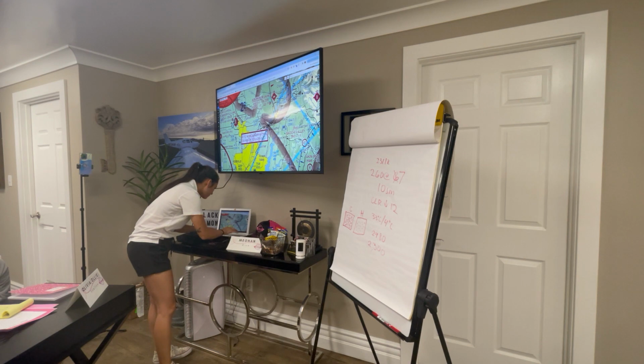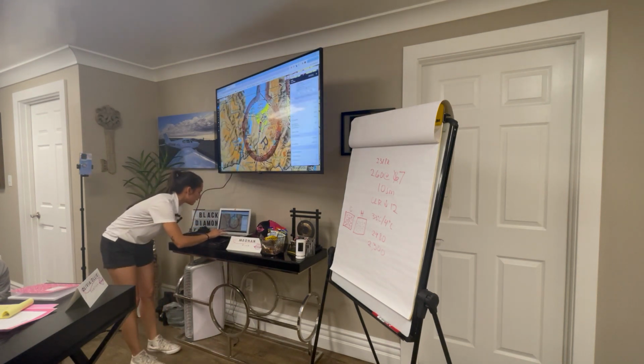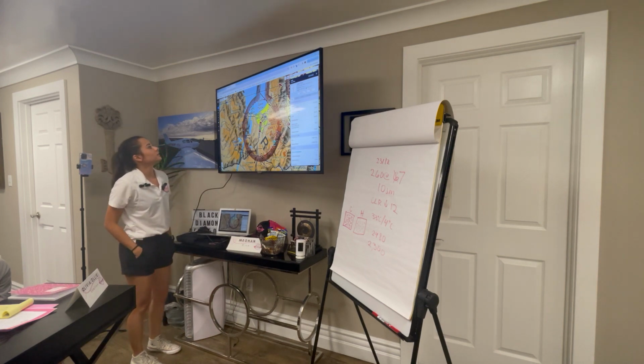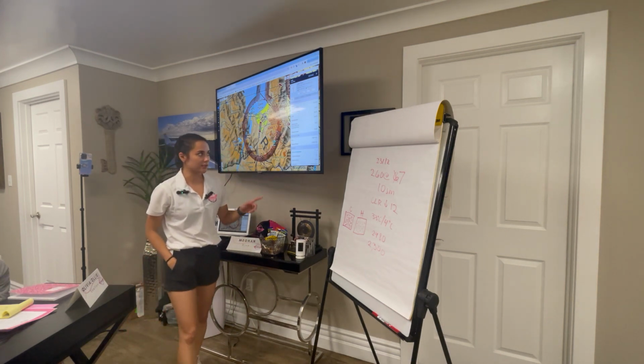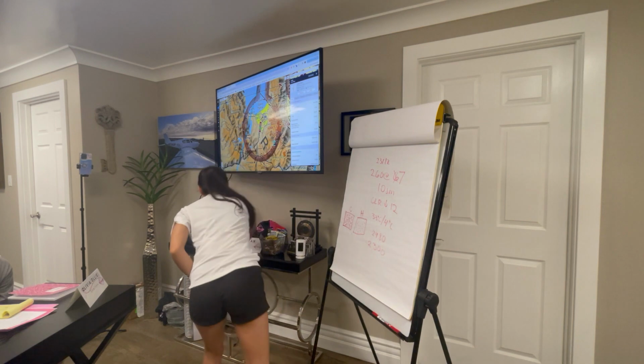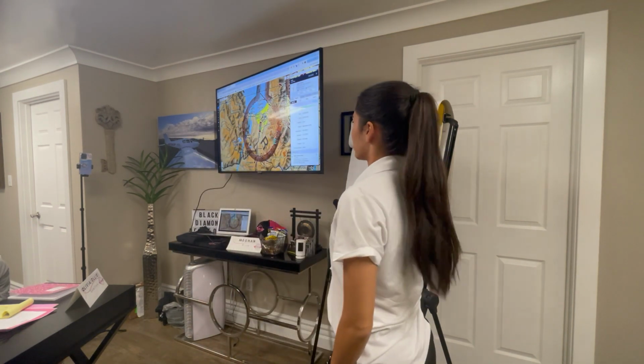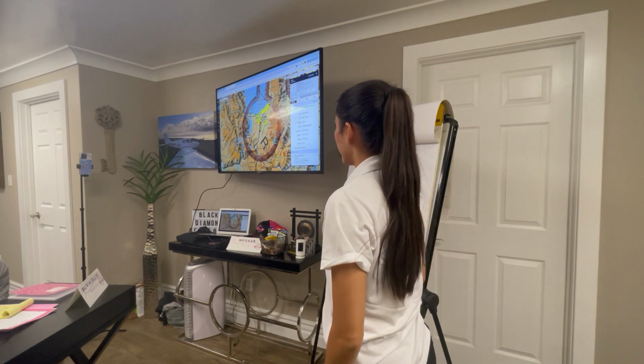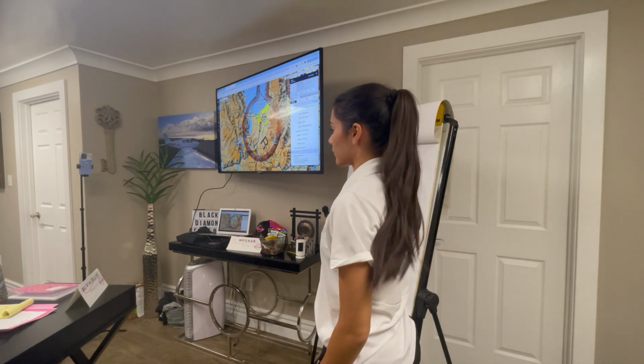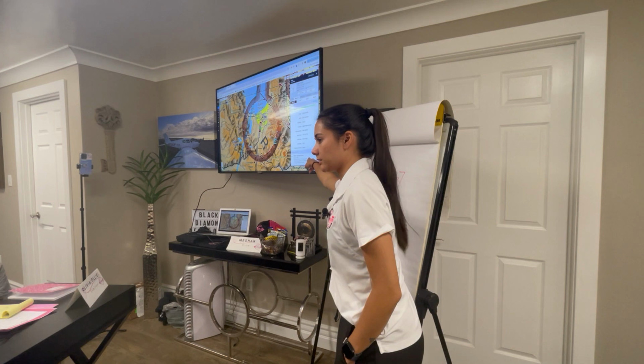I think it's South Lake Tahoe. So South Lake Tahoe's elevation is 6,268. Their density altitude right now is 8,000. So you're taking off out of an airport that's at 6,000 feet. Your plane thinks it's at 8,000 feet.